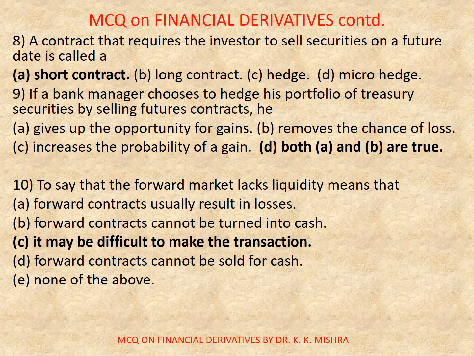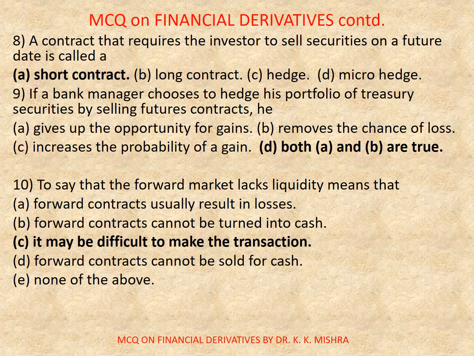If a bank manager chooses to hedge his portfolio of Treasury securities by selling futures contracts, he, options are A. Gives up the opportunity for gains, B. Removes the chance of loss, C. Increases the probability of a gain, D. Both A and B are true. Correct option is D. Both A and B are true.